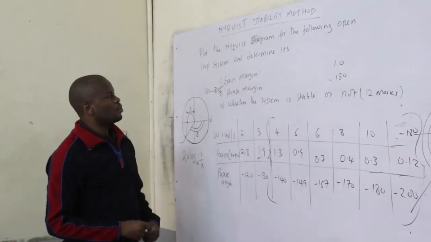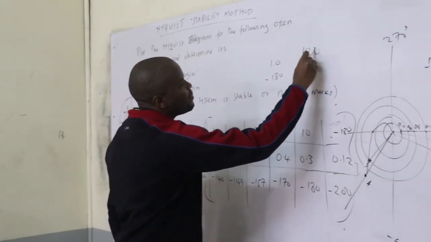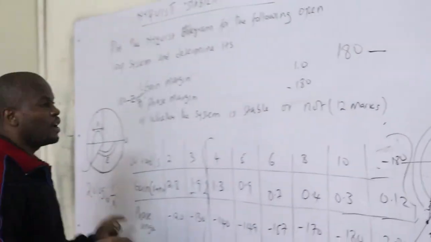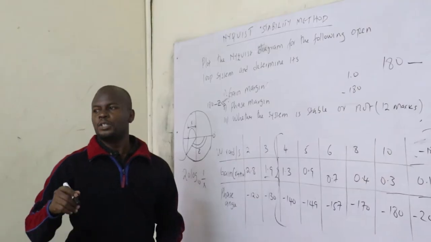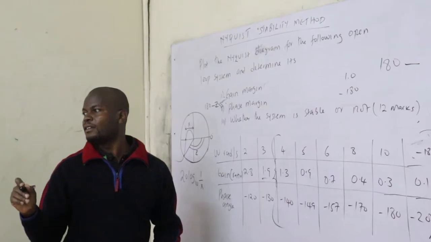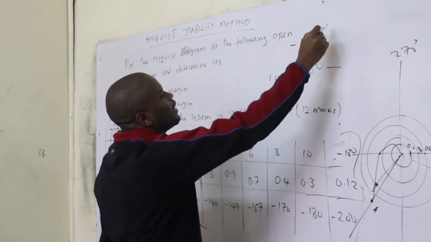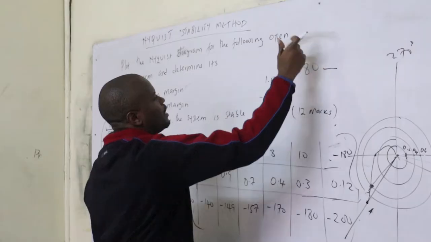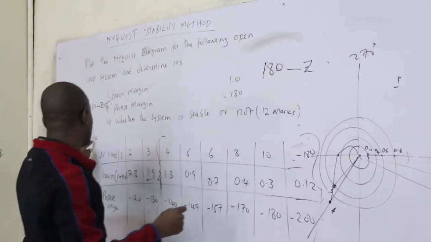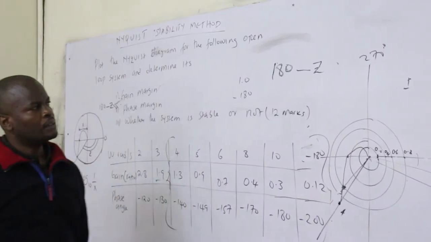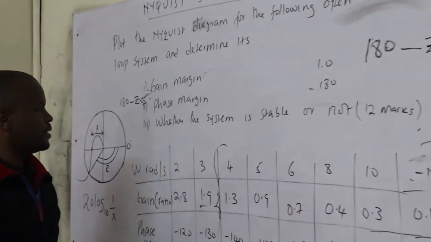So when you are getting the phase margin, it is always 180 minus this angle that you are going to add. Ignore the positive values, because these positive values simply show that these are angles of lag. So you don't need to start having minus 180, minus, minus. No, it is simply take it as 180 because it is an angle of lag minus that value Z that you are going to measure from here. Then from there, you are able to obtain phase margin.